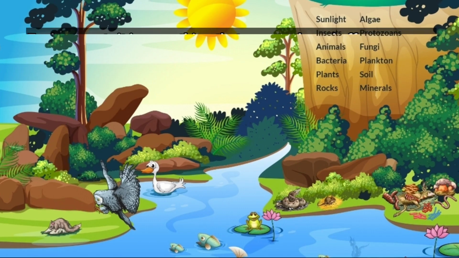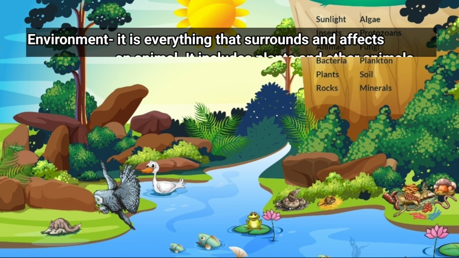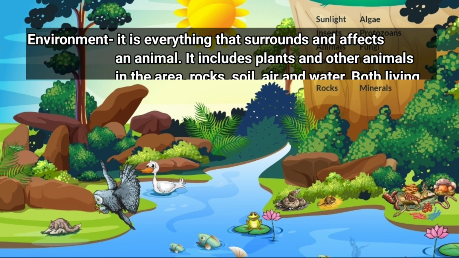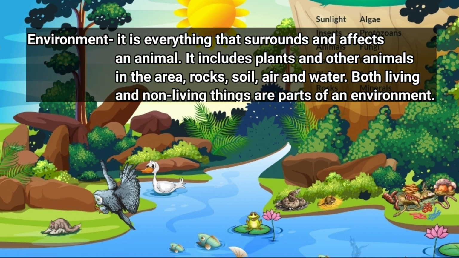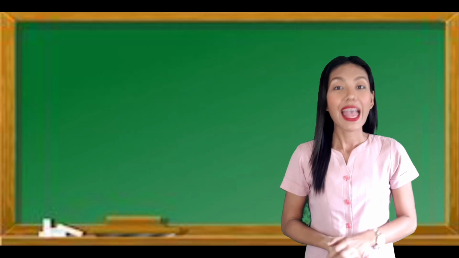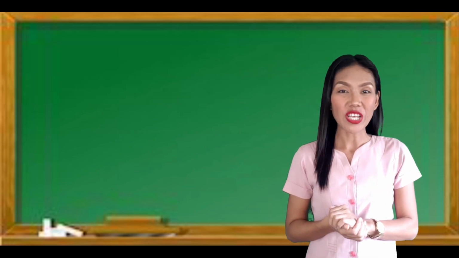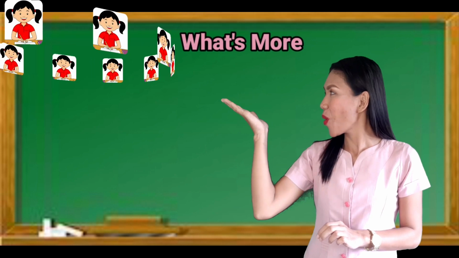Environment. It is everything that surrounds and affects an animal. It includes plants and other animals in the area, rocks, soil, air, and water. Both living and non-living things are parts of an environment. Now, let's learn some more with What's More?